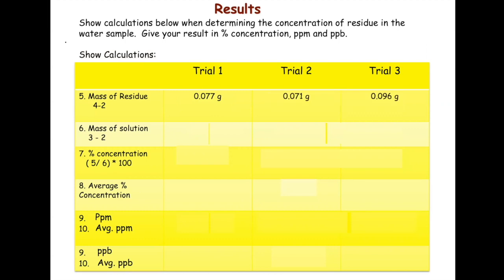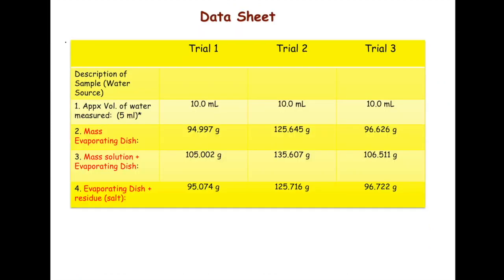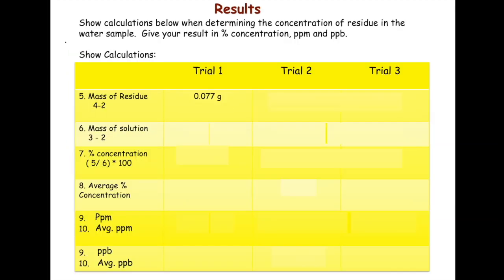You can do that for the others. The mass of the solution. Well, the mass of the solution is just 3 minus 2: the mass of the solution in evaporating dish minus the evaporating dish. You've got to subtract off the evaporating dish when you do these calculations. So that's what I have right here, 10.005, 9.620, 9.885.